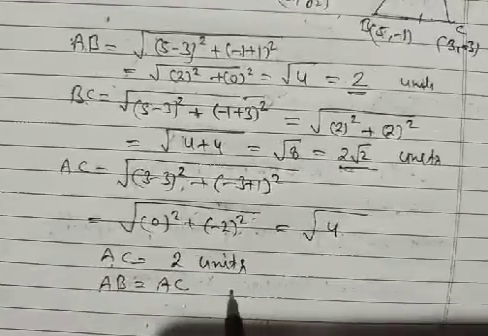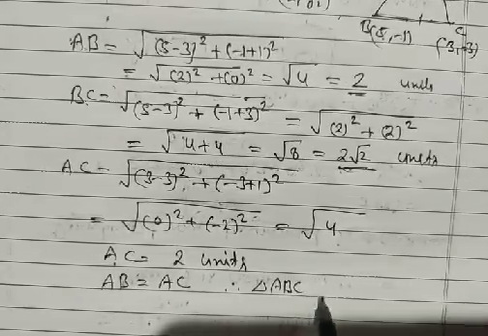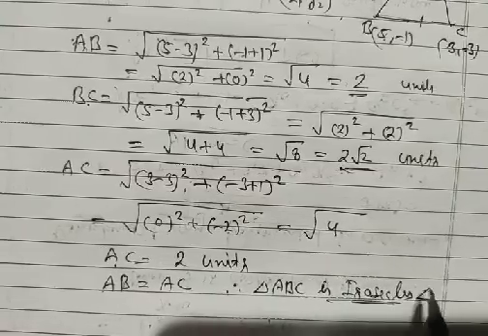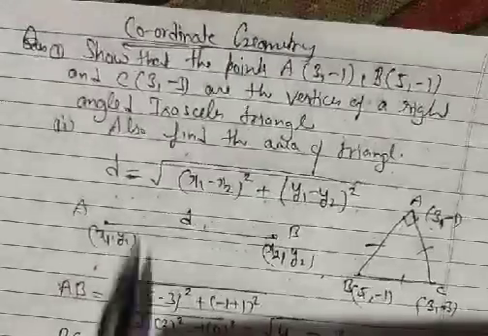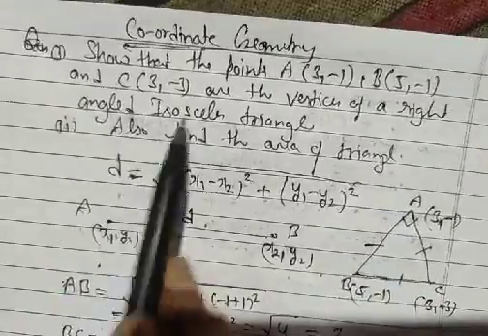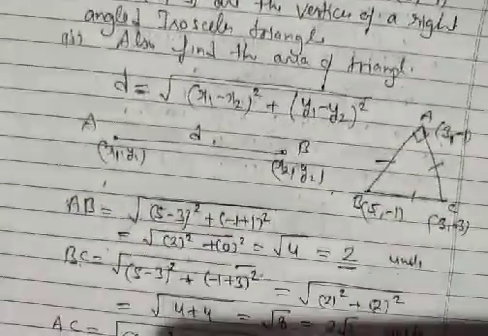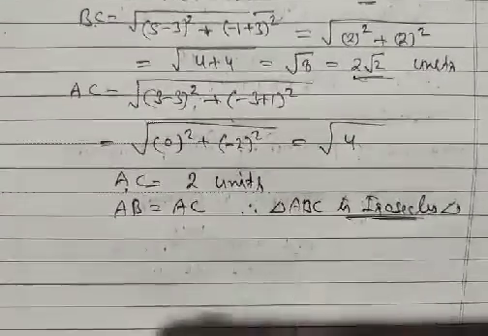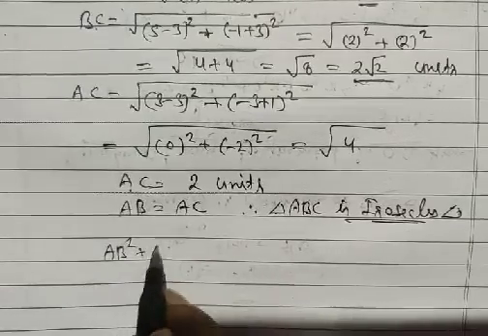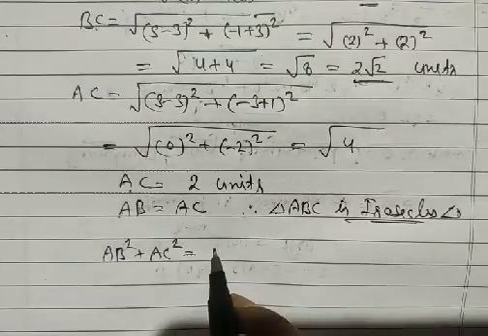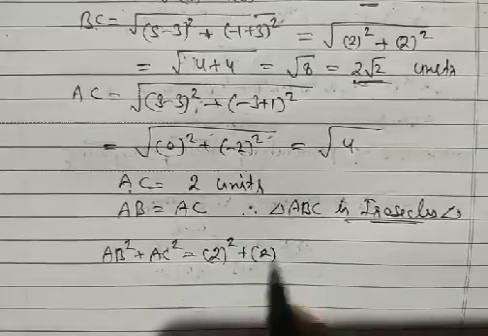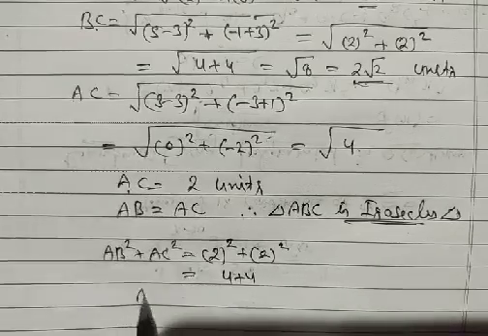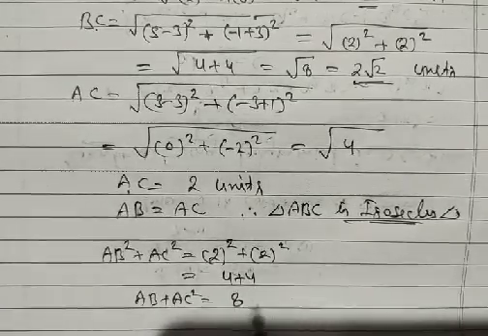Now here we have shown that triangle ABC is isosceles, but we also have to show that it is a right angled isosceles triangle. We have to show that angle BAC is 90 degrees. How do we do so? We are going to take AB square plus AC square. What is our AB square? It's 2 square, and AC square is also 2 square. We get 4 plus 4, so AB square plus AC square equals 8. What is our 8?